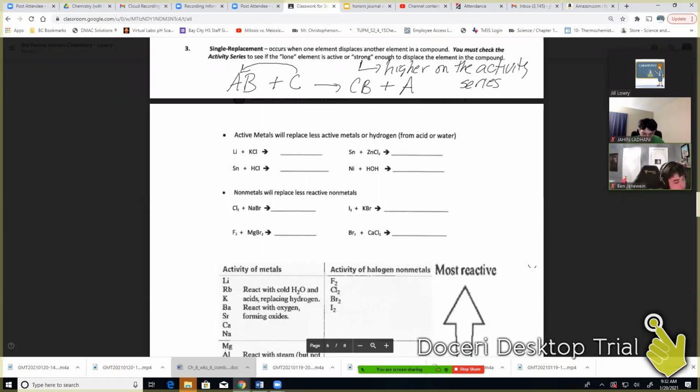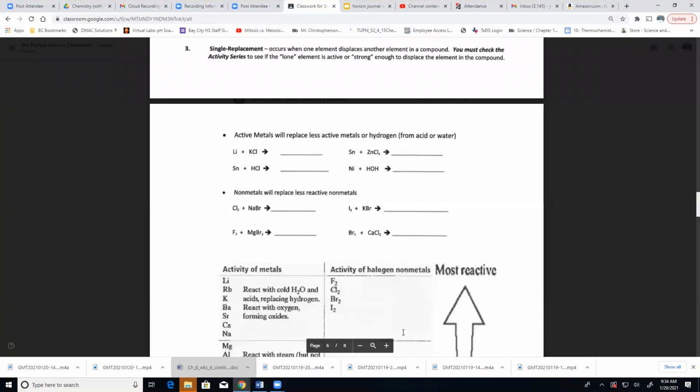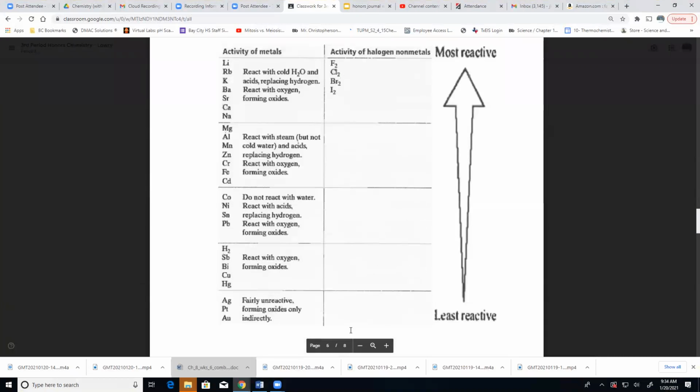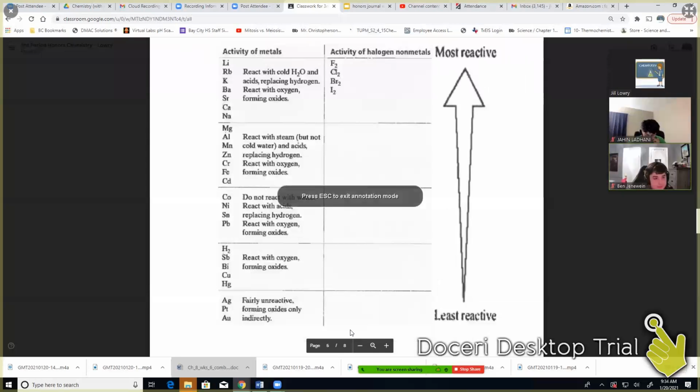All right, let's look at our activity series before we come back and do these reactions. So if you look at the activity series, this is going to be your strongest. This is going to be your weakest. All this stuff, you don't have to memorize all of that. You don't have to memorize the activity series. You'll be given one. But it has to do with which elements are more reactive.